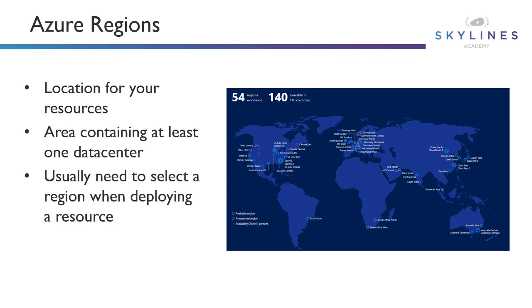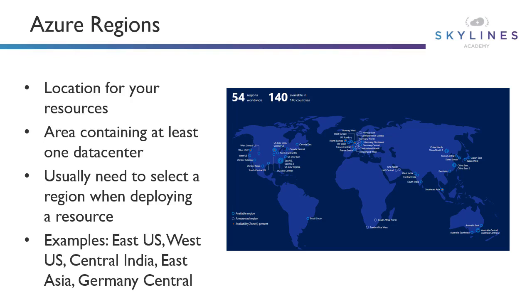In addition, you usually need to select a region when deploying your resource. So again, you can't just deploy the resource and then choose a region. You have to select the region as part of the deployment of that resource, and you'll find out there's some reasons for that as well. And good examples of regions are East US. There's actually East US 2 as well, West US, Central India, East Asia, Germany Central, etc.